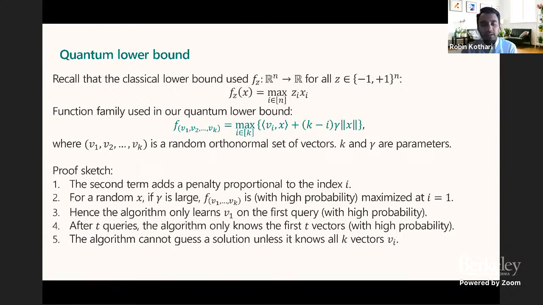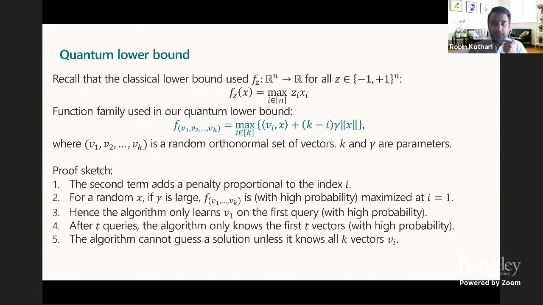We make this z_i x_i become inner products. And the second one is we add a penalty term that's proportional to the index i. There's a lot going on in the second term, but just forget about everything there except the minus i. What's happening here is you're taking a maximum of a bunch of things, but the first term gets a -1, the second term gets a -2, the third term gets a -3, and so on. So each term is being penalized in a different way.